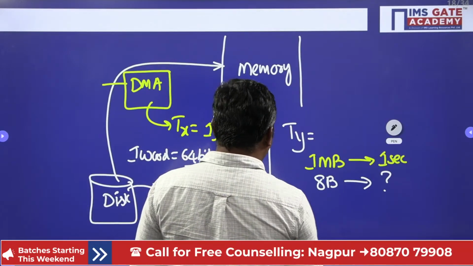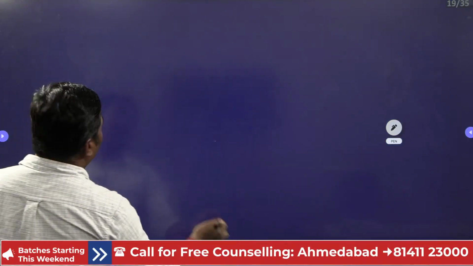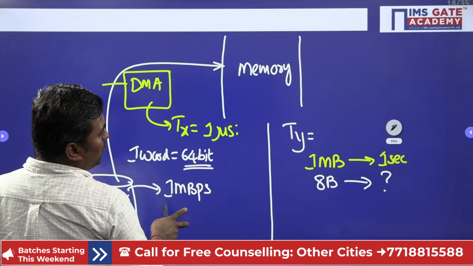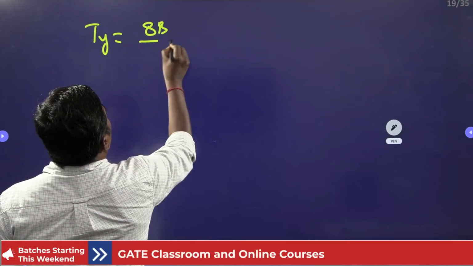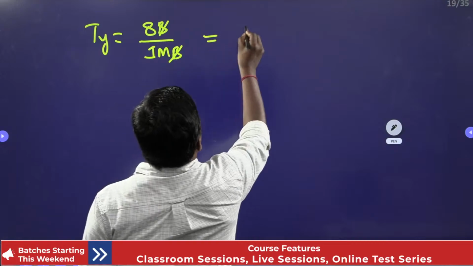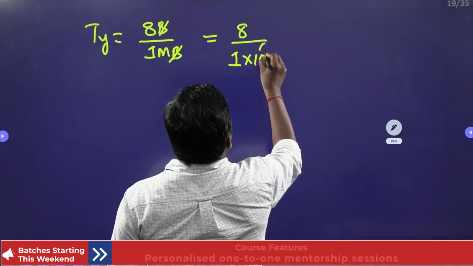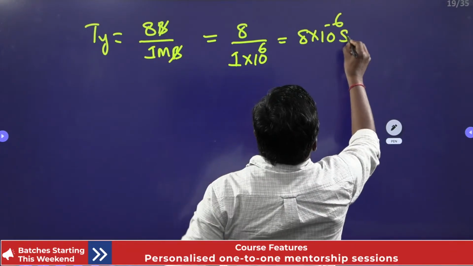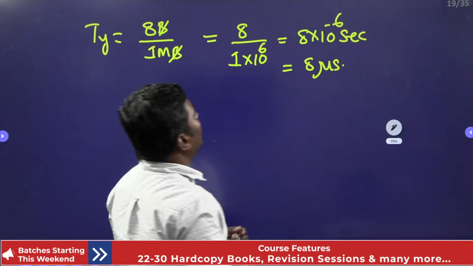So now Ty equals, what should I write? 8 bytes by 1 MB. Bytes cancel, right? 8 by 1 M is nothing but 10 power of 6 only. So 8 into 10 power of minus 6, and seconds were there, right? So now say 8 microseconds. It is 8 microseconds, right?